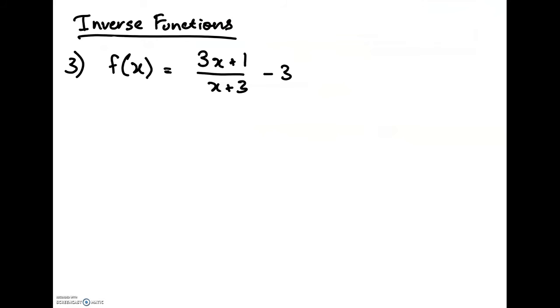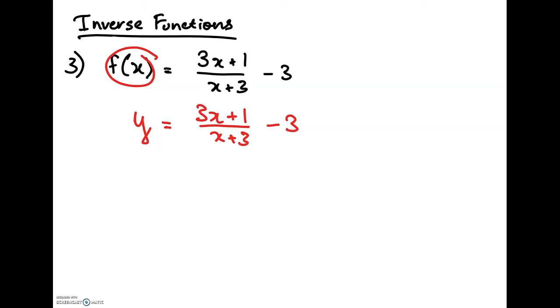Okay, so this is going to be our last example. It does look a bit more confusing, but it's honestly really simple. So we have f of x equals 3x plus 1 over x plus 3 minus 3. Now, first, we're going to write f of x as y. So we're going to write this as y equals 3x plus 1 over x plus 3 minus 3.